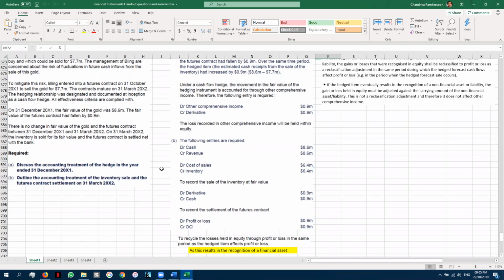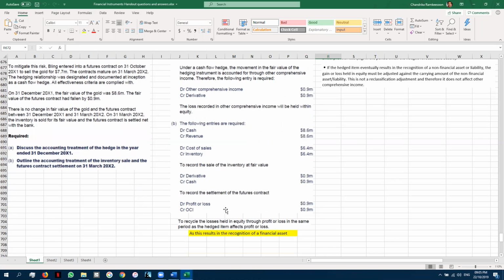That's how we would recognize the gain or loss. To record the sale of the inventory at fair value. And then debit derivative, credit cash 0.9. Remember initially, debit OCI, credit derivative. So now debit derivative, credit cash 0.9, to record the settlement of the futures contract. Remember, it has to be de-recognized.